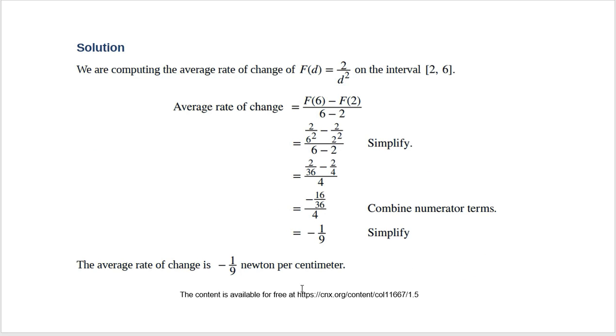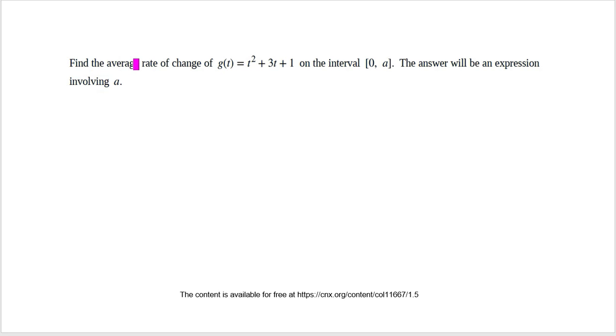You can see the solution here, and the answer is negative 1 over 9. Here we have another example. Find the average rate of change of g of t is equal to t squared plus 3t plus 1 on interval 0 and a, and the answer is in terms of a.